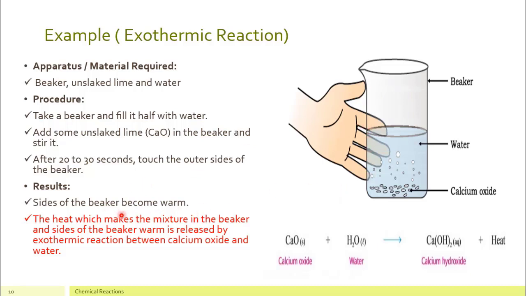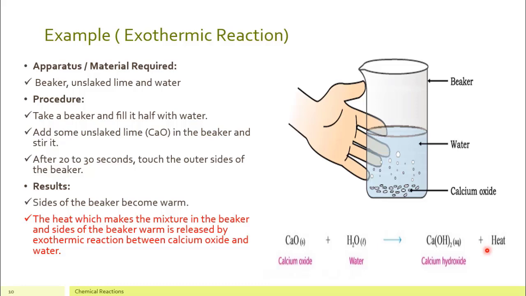Why? Because the heat which makes the mixture in the beaker and sides of the beaker warm is released by the exothermic reaction that takes place between this calcium oxide and water. Both of these react together, and this is an exothermic reaction which releases heat. Calcium oxide means lime will react with water to form calcium hydroxide with the release of heat. So that is why it is an exothermic reaction.